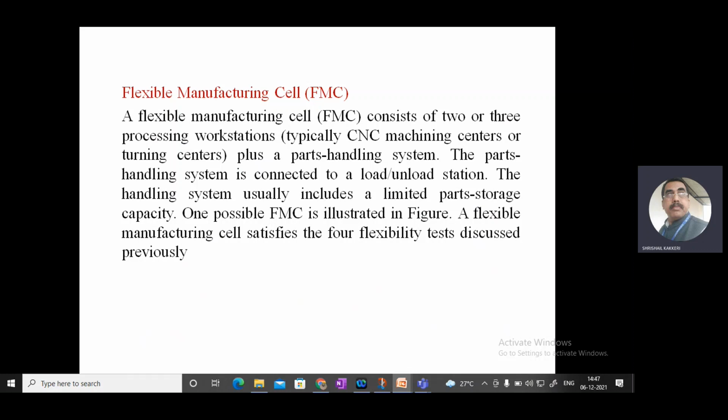When the machine starts the work, the raw material will be flowing to the workstation. Already I have shown how the buffer storage will work.